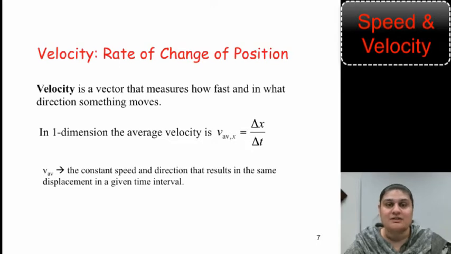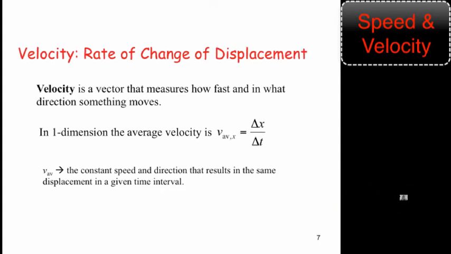Velocity, on the other hand, is the rate of change of position. Velocity is a vector that measures how fast something is moving, and it also tells you the direction of the motion. In one dimension, the average velocity is given by delta x over delta t. So in fact, it is actually the change in displacement with respect to time. So average velocity is the speed and the direction combined together.